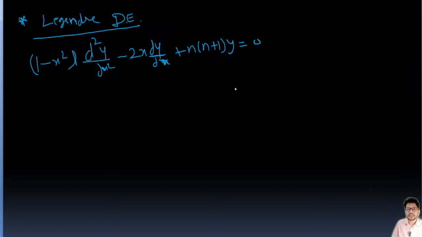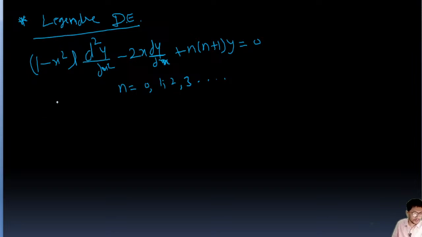Okay, so this is the Legendre differential equation: (1 minus x squared) d2y over dx squared minus 2x dy over dx plus n(n plus 1) y equal to 0, where the value of n equals 0, 1, 2, 3, and so on.